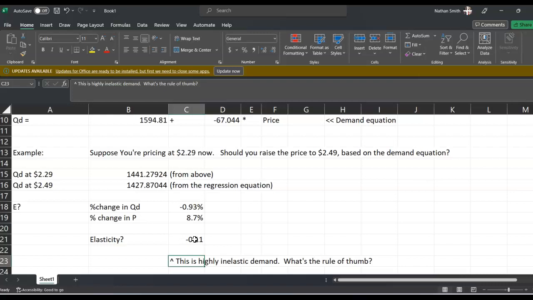If you had different numbers derived again from this actual data, maybe your elasticity came out to be minus 1.11, okay, then you would have elastic demand and it would not be a good idea to go ahead and raise your price. So this is just a nice way to show how all these concepts come together when a firm has some actual data and is trying to implement a good pricing decision.